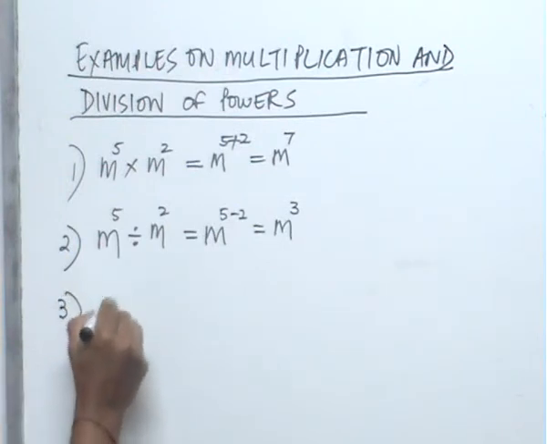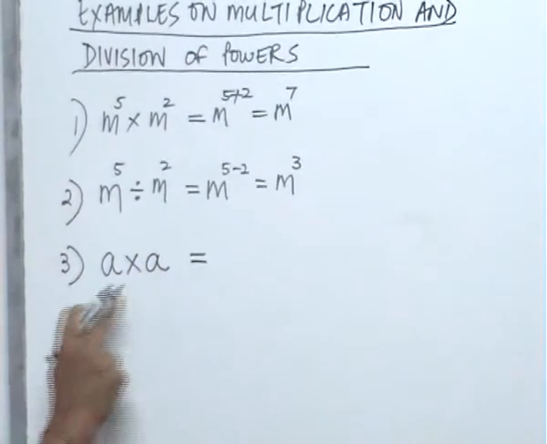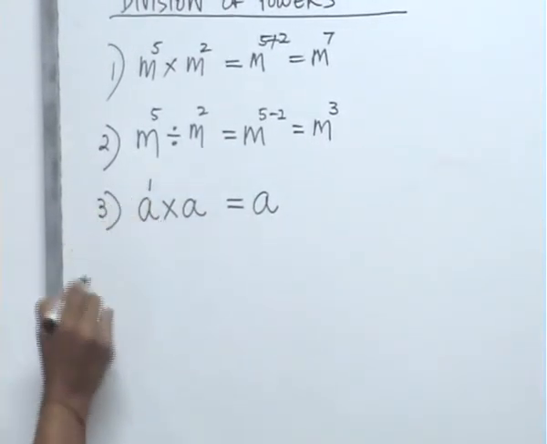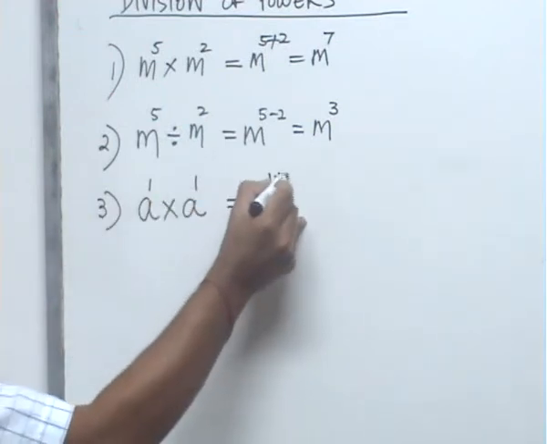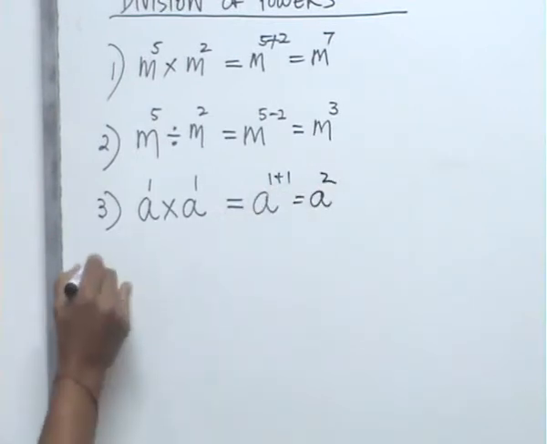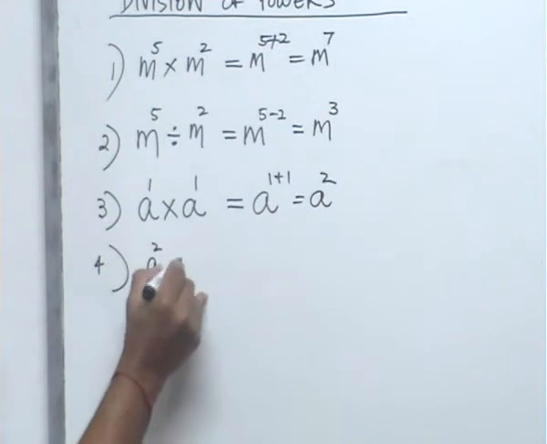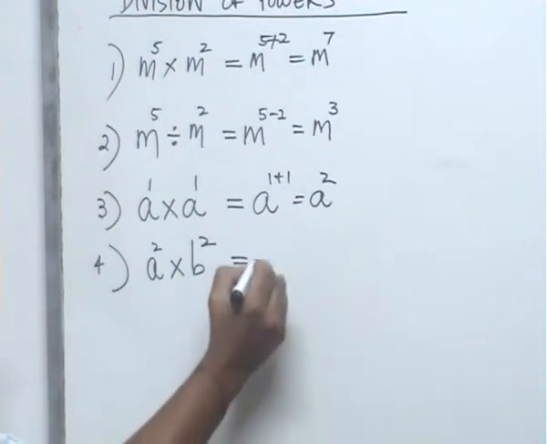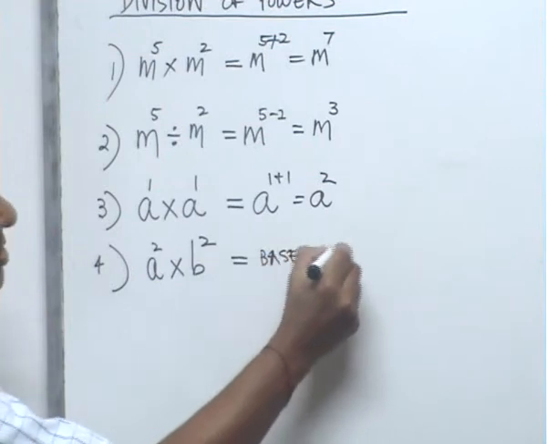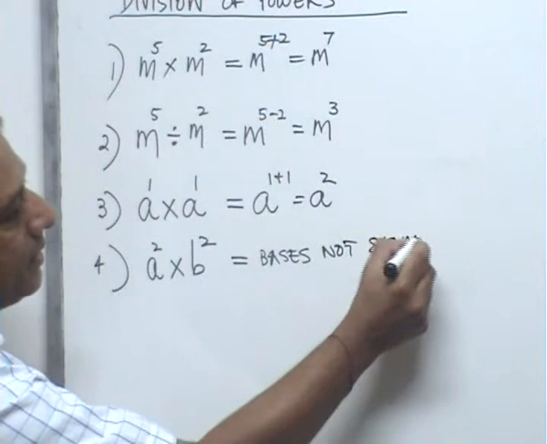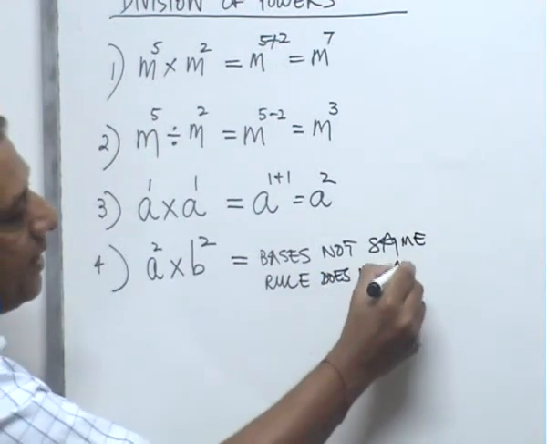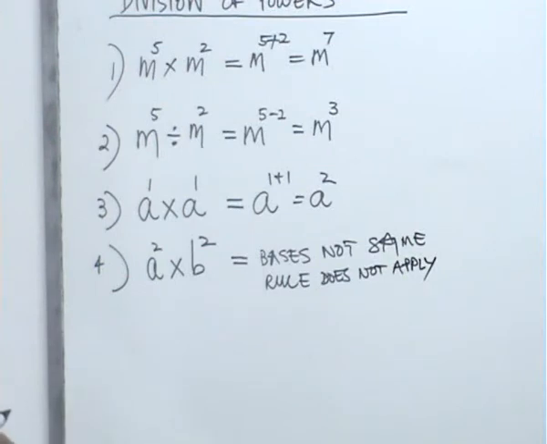Number 3, a times a. Well, when you look at this example, you'll say, well, the bases are the same. Write down a, and the index is understood to be 1. So this is 1 plus 1, which is a squared. Number 4, a squared times b squared. Well, when you look at this example, you'll say the bases are not the same. So the rule does not apply. Alright, so that's simply how you do it.